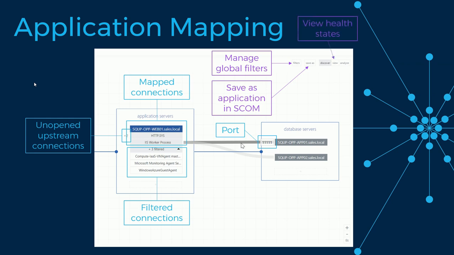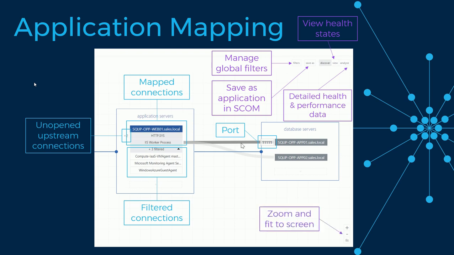And up in the top right here, we're currently in discover mode, and we've got two other modes available to us as well. View, which just allows us to very quickly view the current health states of the servers that are part of our application map, and analyze, which is a more detailed view of current health and performance data. And just one little thing to show you down in the bottom right is you've got some zoom and fit to screen options available to you.